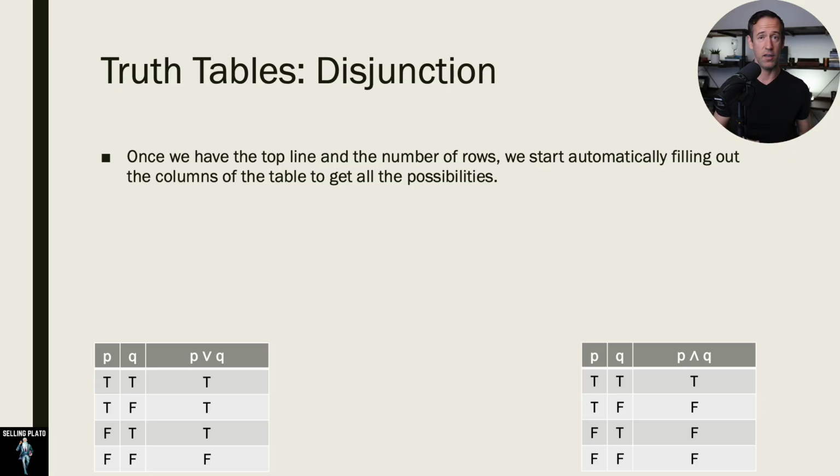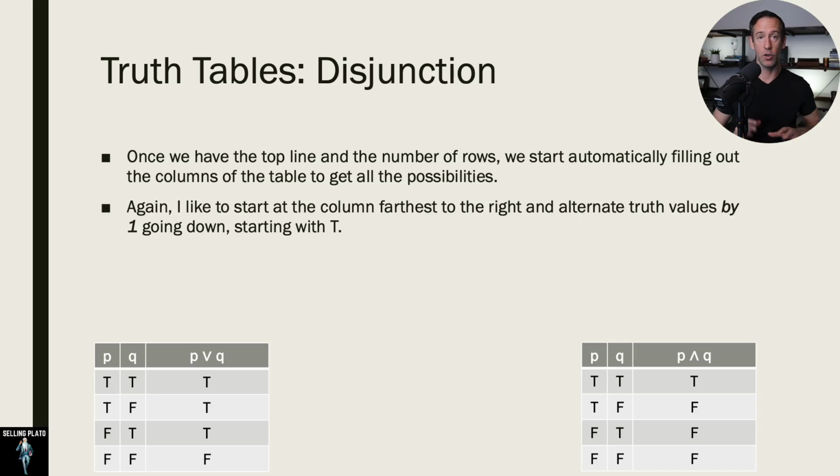You're just going to be calculating. It's just going to be automatic. All right, so again, take a look over there. I like to start at the column farthest to the right on the atomic sentence side, that left side, the column all the way to the right on that left-hand side. And then alternate truth values by 1 going down, starting with T. So you see that under Q. Start with T, alternate by 1, T, F, T, F.